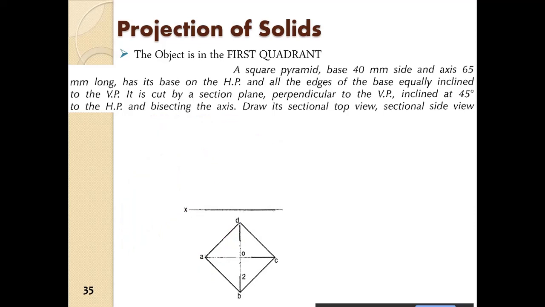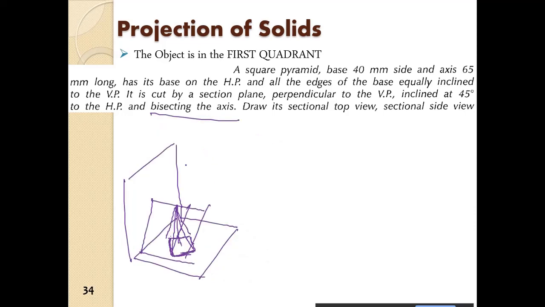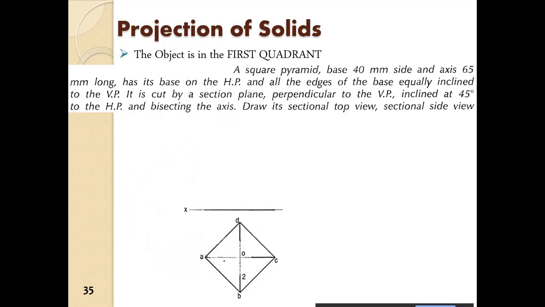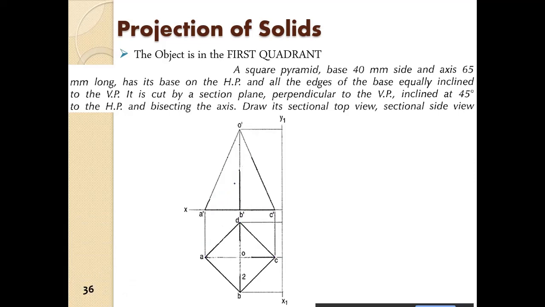So first step is draw the top view. So this top view you draw. First step. Then you project it up. Okay, so 65 mm long, and you draw the pyramid. Okay, so this is the second step.